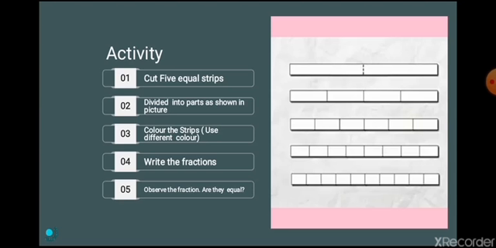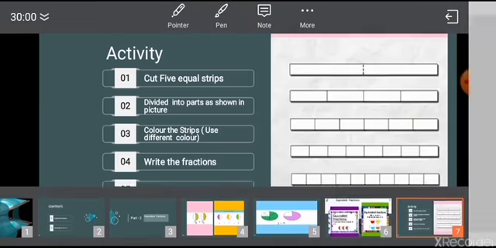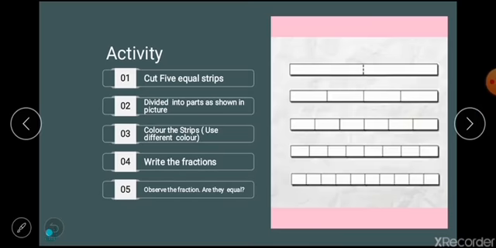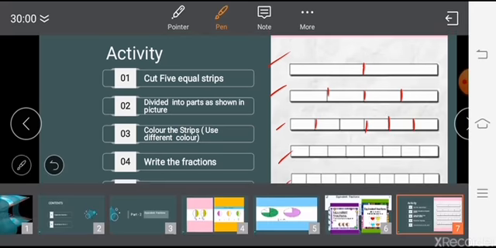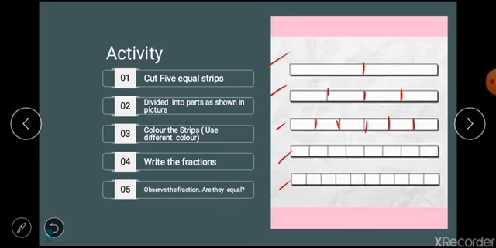Now students, you will do the activity. First, you will cut 5 equal strips, then you will divide them into parts. First strip you will divide into 2 parts, then second strip you will divide into 3 equal parts, and like this you will divide these strips into equal parts, and then you will write down the fractions.